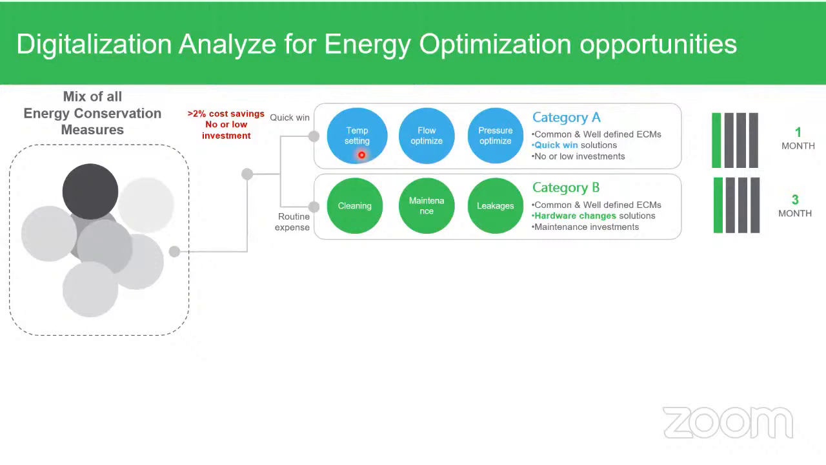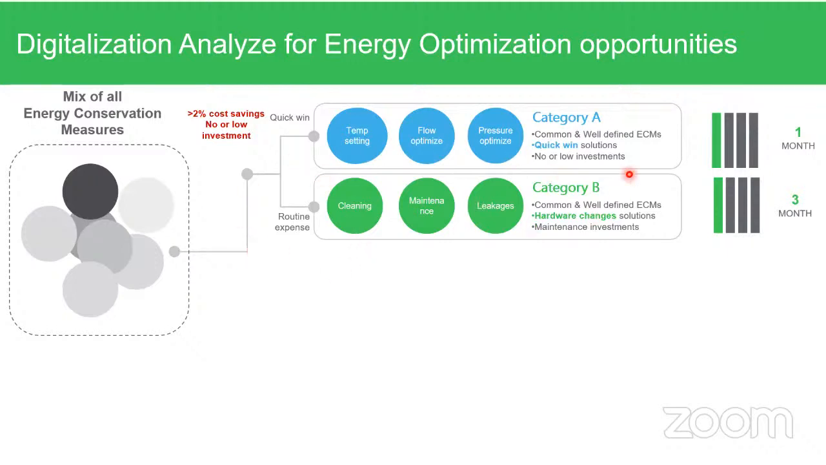One degree is almost like 2 to 3% savings. So just increasing the temperature from 20 degrees to 23 degrees, 3 degrees is almost 6 to 7% energy savings, without any investment. Similarly, flow optimization. The building is very vacant, but the chillers are running full blown with a high flow rate. So we can reduce the flow rate of the chiller, and accordingly your chilled water flow optimization happens. So energy saving happens. Similarly, pressure.